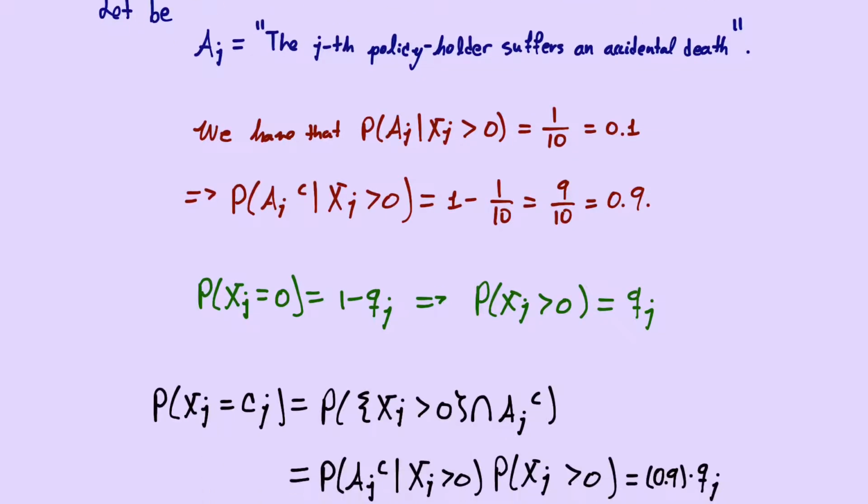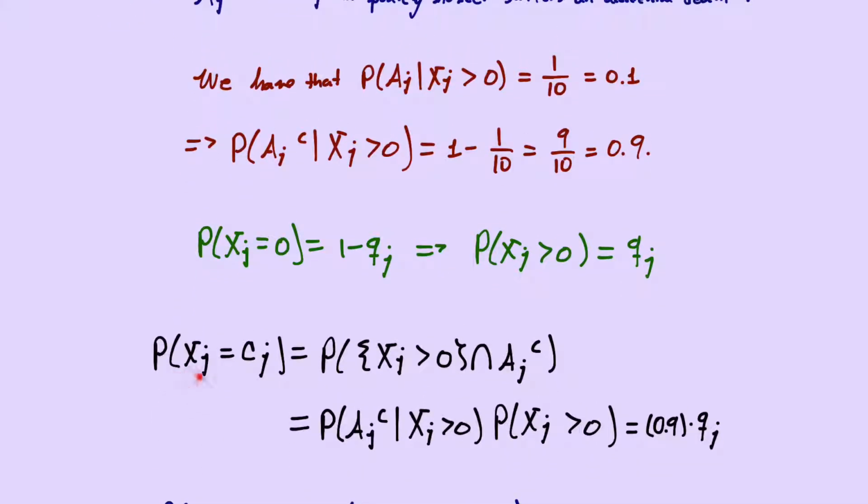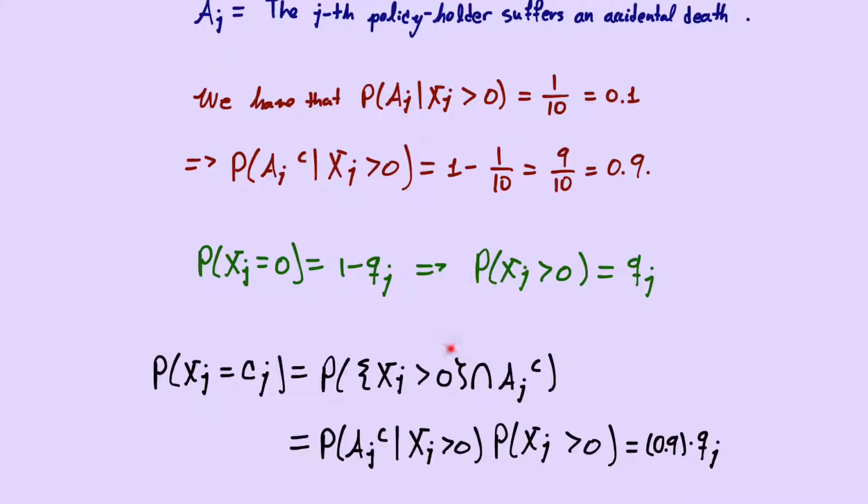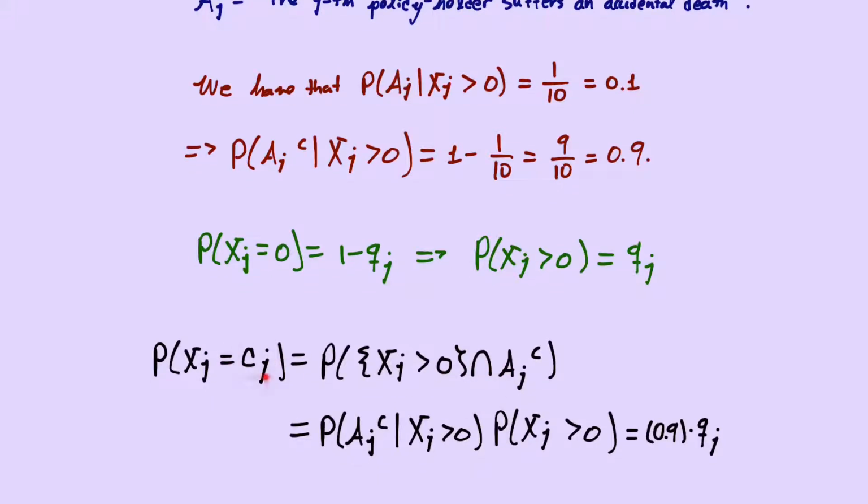So then, if we want to compute the probability for the random variable to be equal to cj, that would be, in terms of events, first that the policyholder died, that is when xj is positive, but also, if it is equal to cj, it's because it's not an accidental death, so it would be the complement of the event Aj that we defined. We need this intersection of events, so that both are true. This event is when the random variable is equal to cj, it's the same event, so the probability will also be the same.